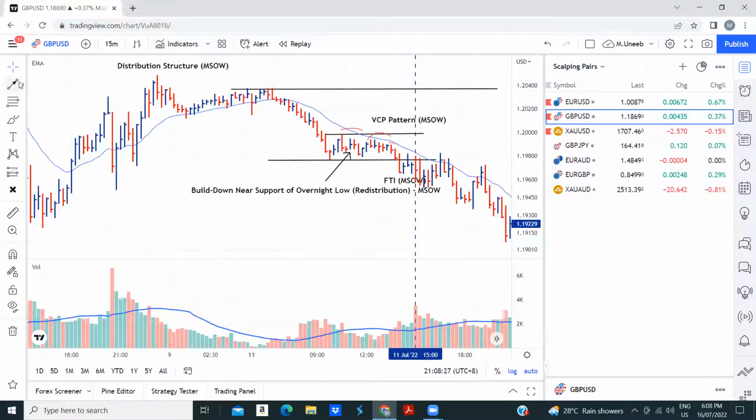Okay, and you can clearly see there is, of course, a kind of shortening of the thrust as well. But this is not necessary because this was before the London Open, right? Before the overnight high and low. So we will discard this.